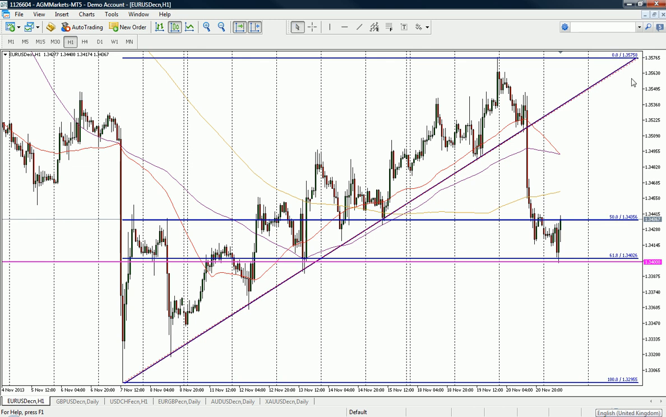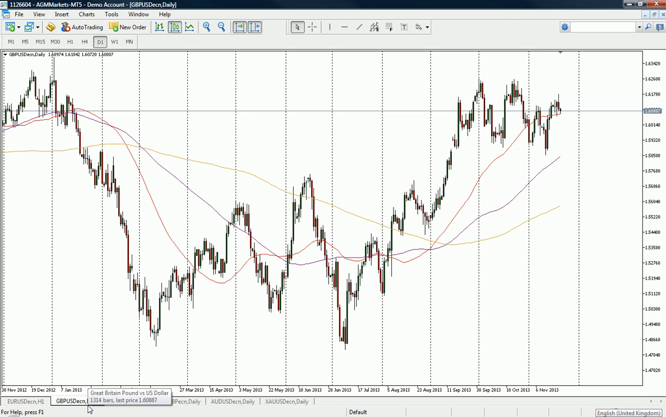Sort of double confluence there, 61.8, and a lovely level there, pretty much to the pip. We had a nice bounce off that, and it's still bouncing up. So yeah, that's euro. Let's have a look at the cable. Not as interesting as the euro dollar chart.